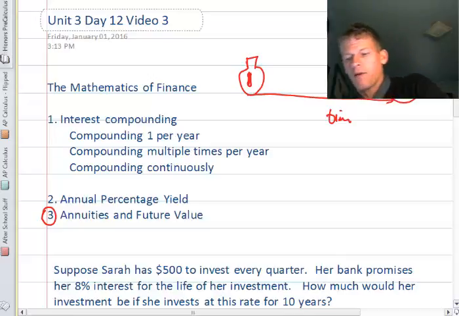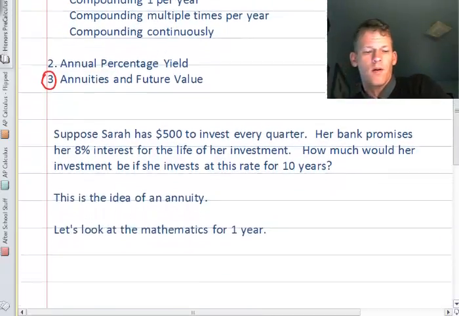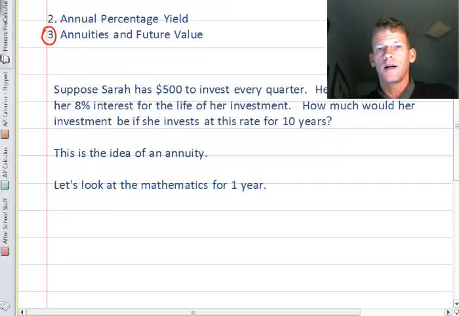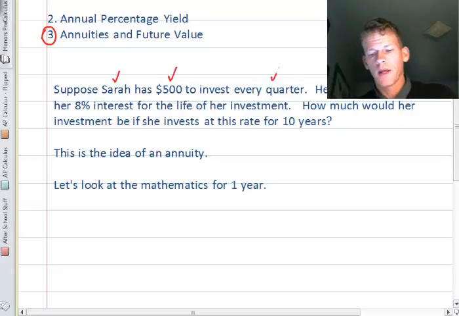So what we have here is a scenario where we're putting money away quarterly. Sarah has decided to invest $500 every quarter, and her bank promised her a return of 8% interest for the life of the investment. How much would her investment be if she invested at this rate for 10 years?